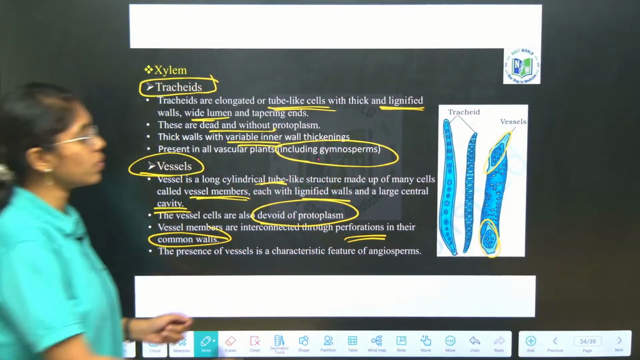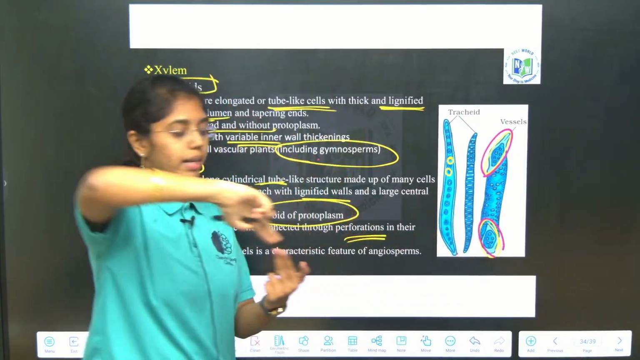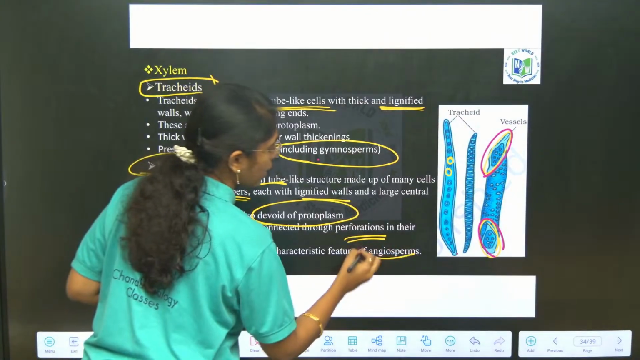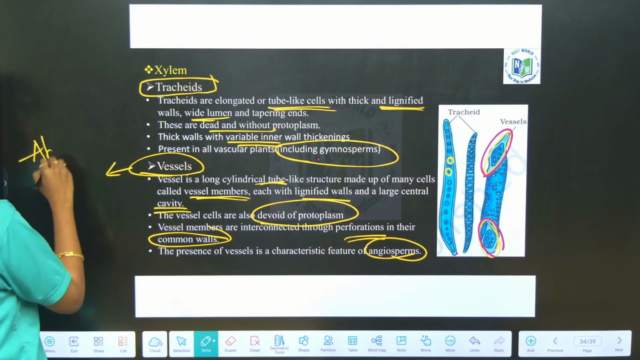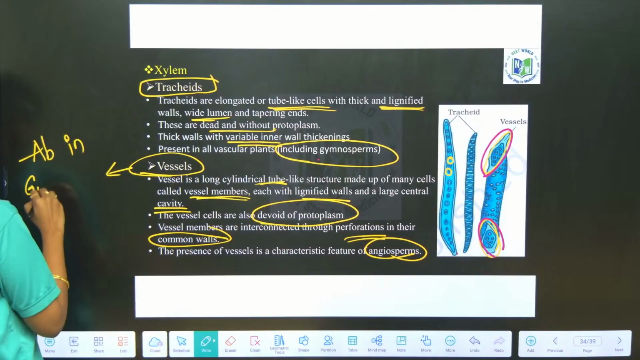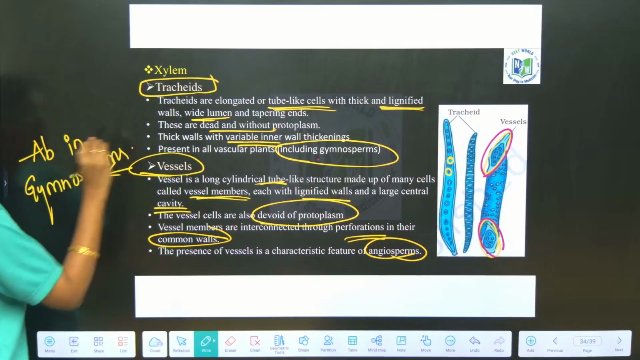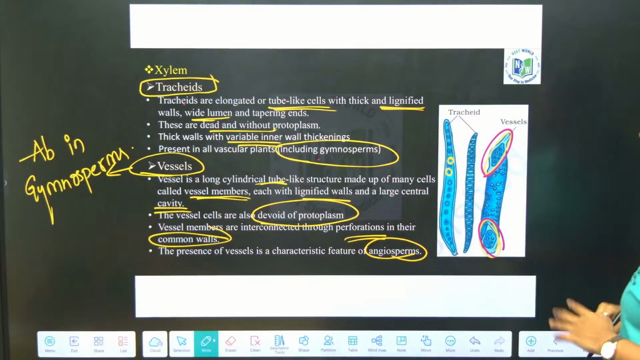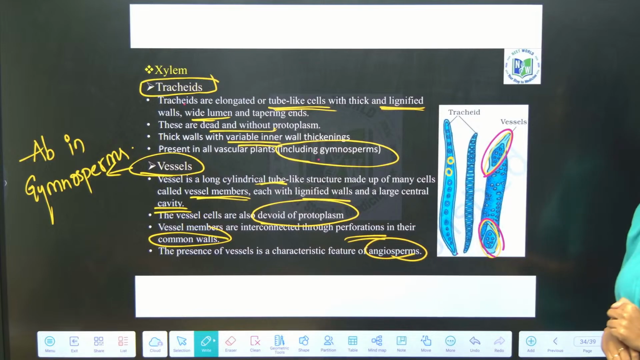Whereas tracheids will have what? Pits. Vessels will have what? Perforation plates. Like this, two vessels will be connected. Next, the presence of vessels is a characteristic feature of angiosperms. Vessels are absent in gymnosperms, and in pteridophytes only tracheids are present. Important, beta. Clear?